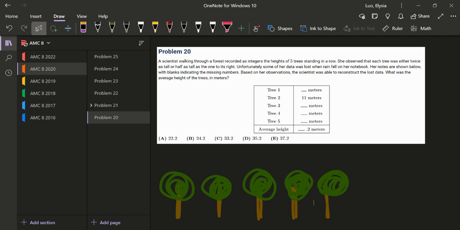A scientist walking through a forest recorded as integers the height of 5 trees standing in a row. She observed that each tree was either twice as tall or half as tall as the one to its right. Unfortunately, some of her data was lost when rain fell on her notebook. Her notes are as shown below, with blanks indicating the missing numbers. Based on her observations, the scientist was able to reconstruct the lost data. What was the average height of trees in meters?